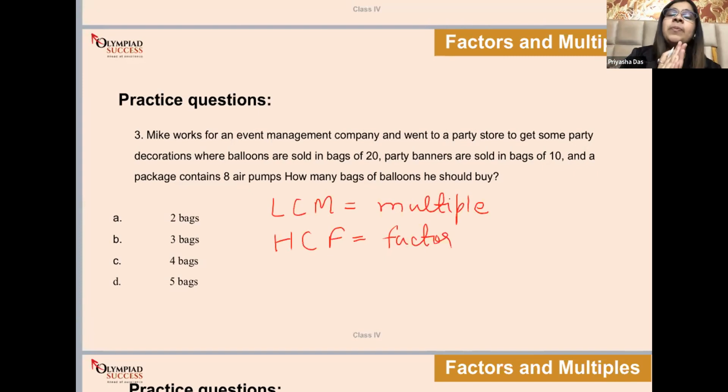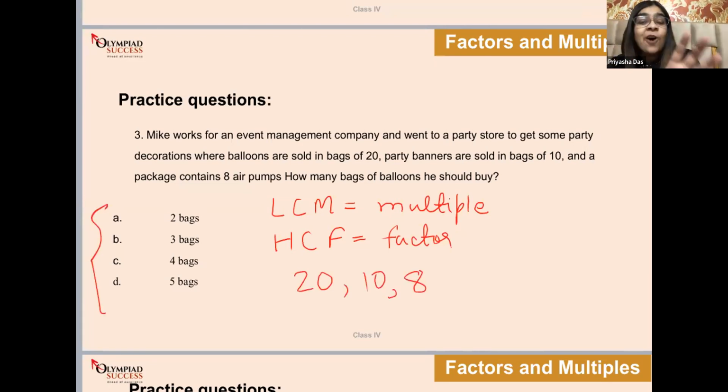Thanks, everyone. You people are great. Very good. 20, 10, and 8. Now look at the options. This is how you can trick the people. Look at the options. What do you think?